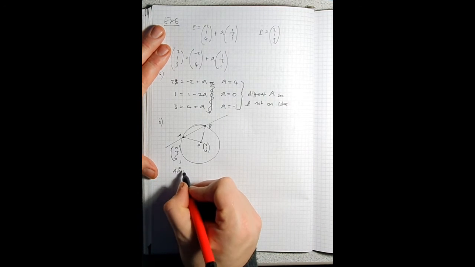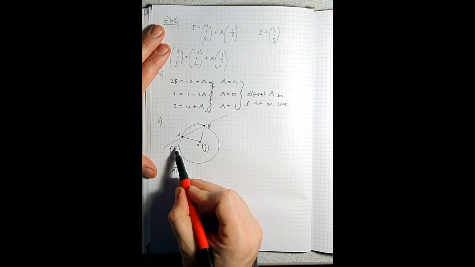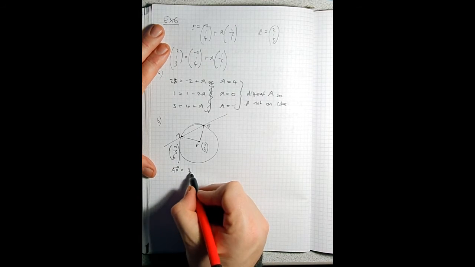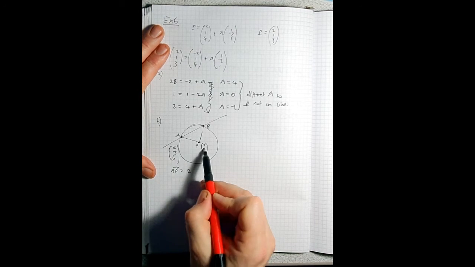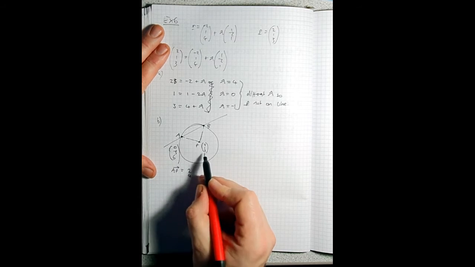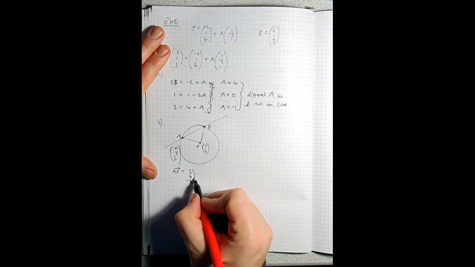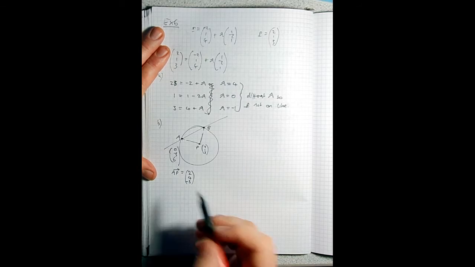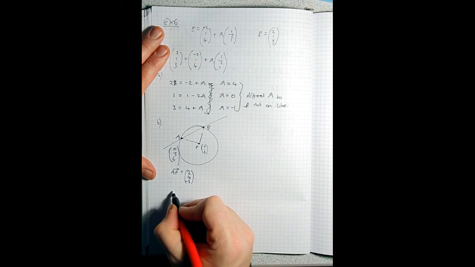Right, so first things first. The vector AP: how do I get from 0 to 2? I add 2. How do I get from minus 3 to 1? I add 4. And how do I get from 6 to 3? I take away 3. That's the vector AP.